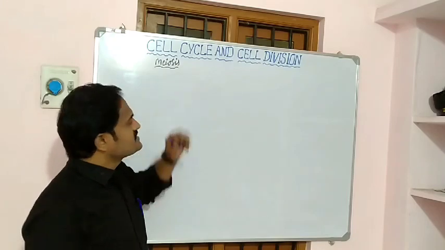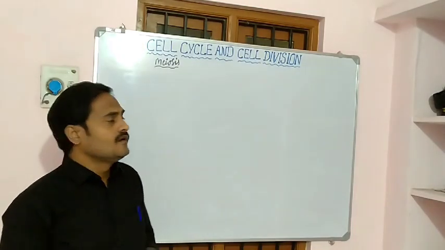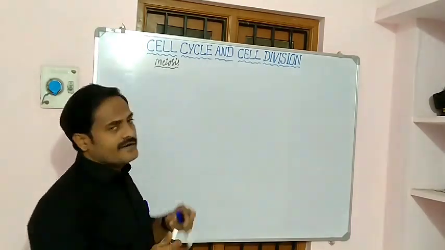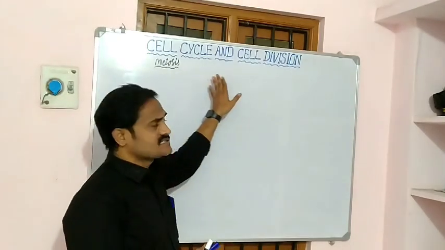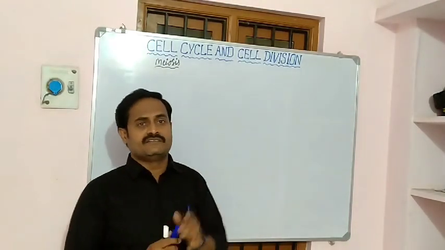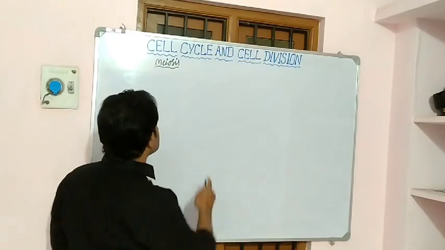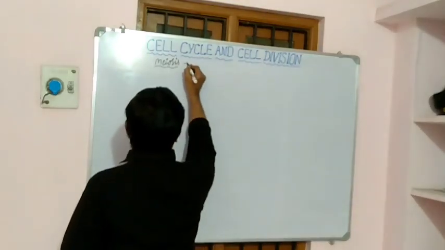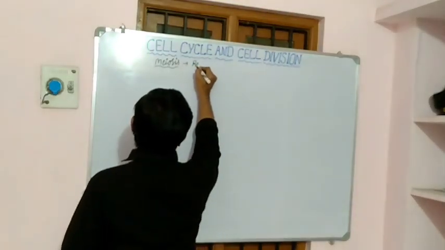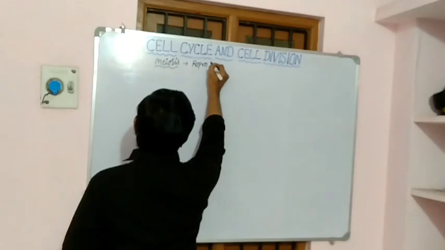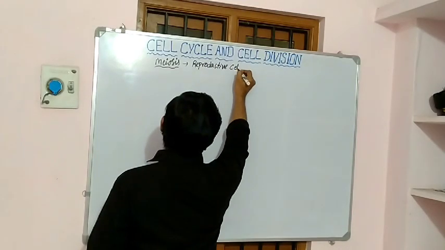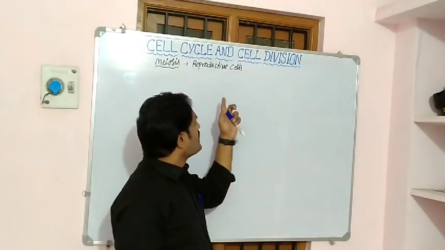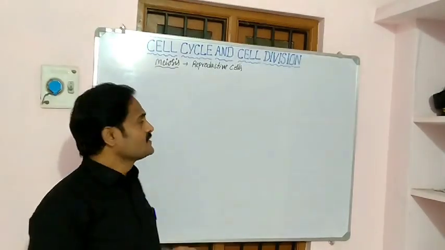So what does meiosis mean? One diploid cell. Majorly, where does meiosis occur? That is very important. It occurs only in reproductive cells. Remember, meiosis occurs in the reproductive cells.